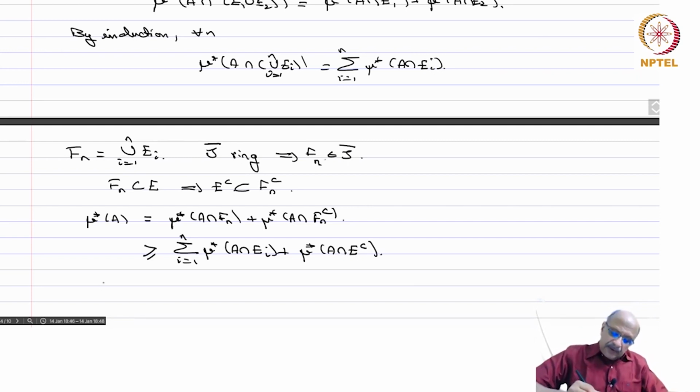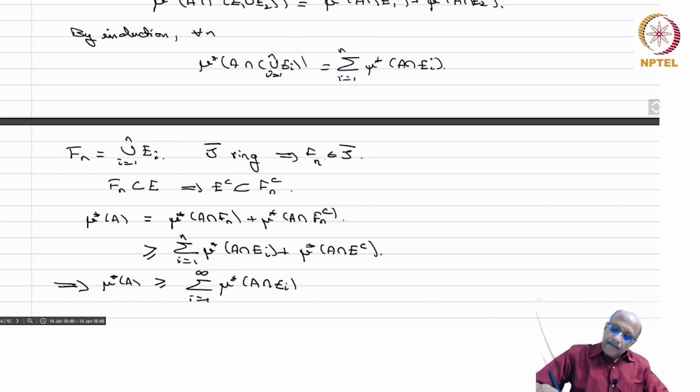Now n is arbitrary, therefore mu star of A is greater or equal to sigma i equals 1 to infinity mu star of A intersection E_i plus mu star of A intersection E complement.